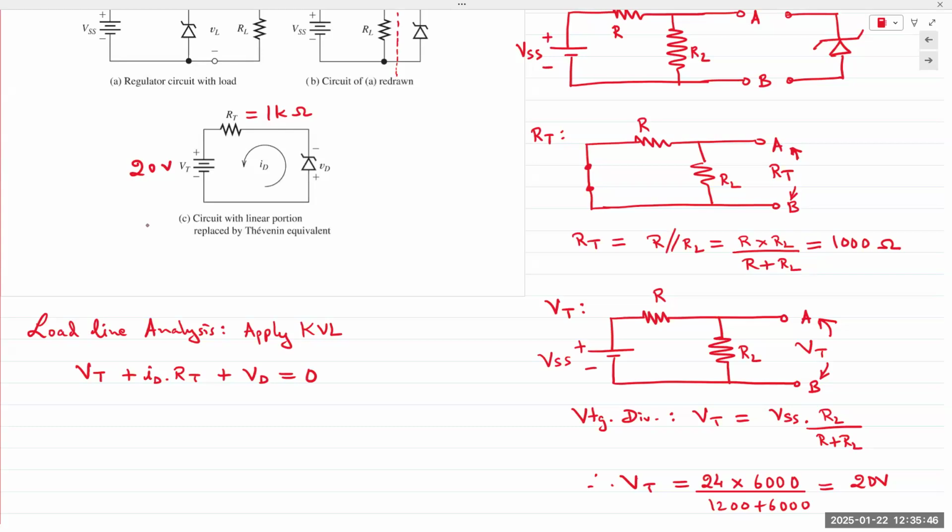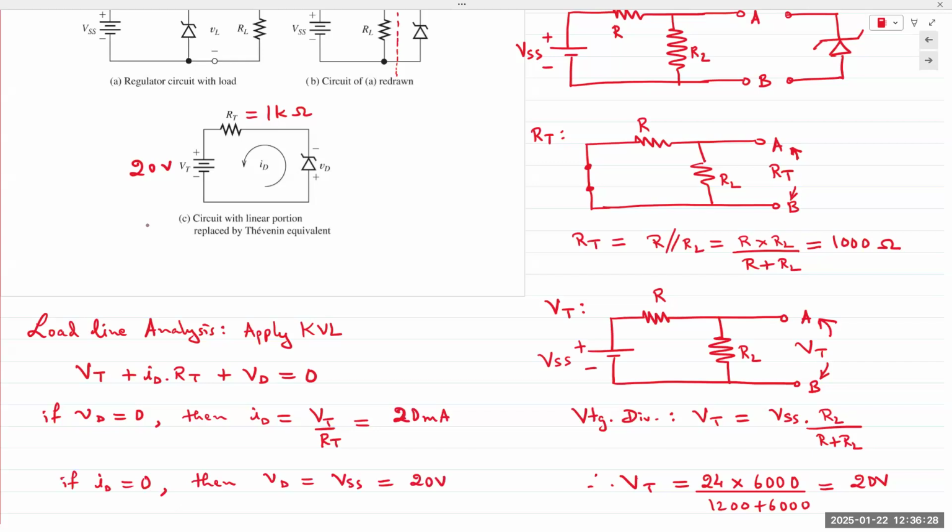And then to find the two points for the equation, if VD is equal to 0, then ID is equal to VT over RT. That gives me, actually, just 20 milliamps. And if ID is equal to 0, then VD is simply equal to VT, which is 20 volts.